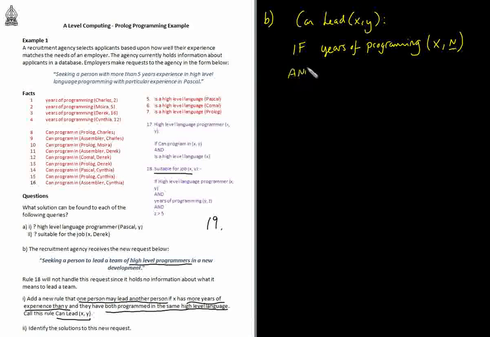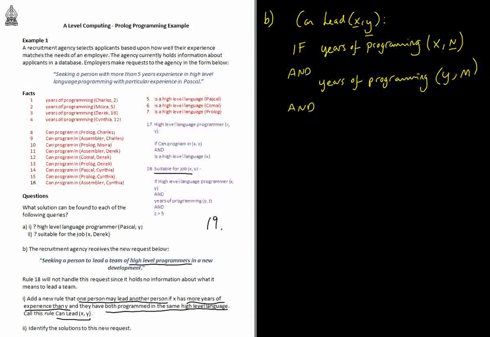Now look at the way I'm laying this out, nice and neatly. Years of programming. But this time I'm going to pick the other person. I've done the X, I'm going to do the Y. So I'm going to get Y, and I need a different variable this time, so I'm going to use the letter M.